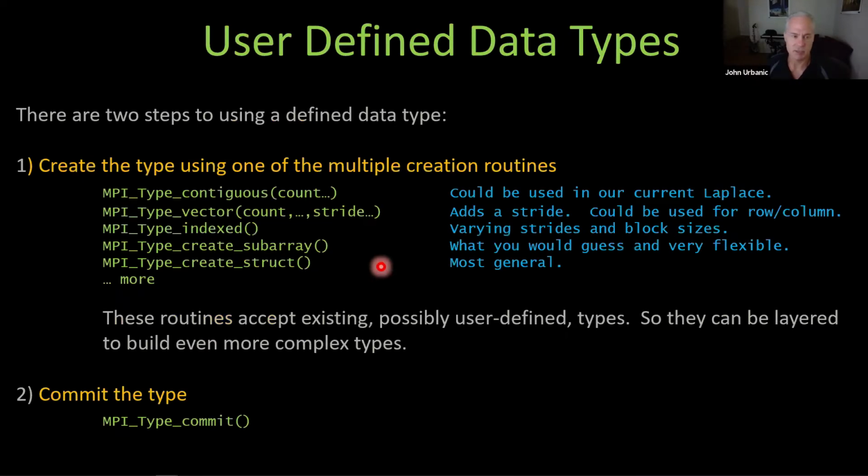Not so much of an issue these days. What is an issue is making these non-contiguous data types, creating your own data types from your own data structures that apply to your applications. And it's very easy to do that in MPI.